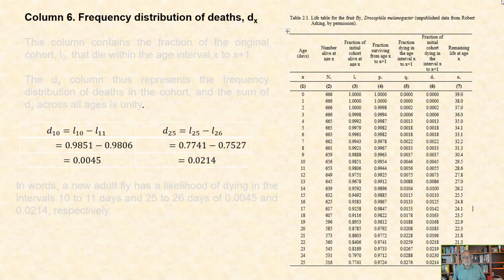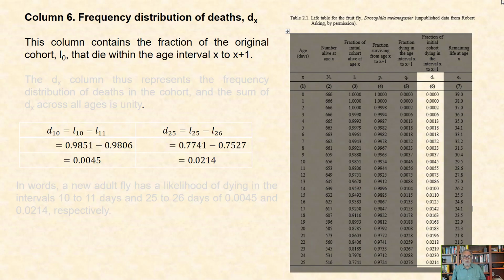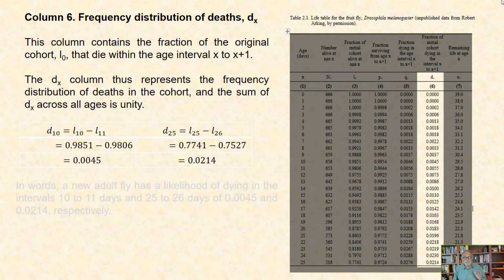Column 6, frequency distribution of deaths, DX. This column contains the fraction of the original cohort, L0, that die within the age interval X to X plus 1. The DX column thus represents the frequency distribution of deaths in the cohort, and the sum of DX across all ages is unity, or 1.0. The fractions of the newborn cohort that die in the intervals 10 to 11 days and 25 to 26 days are denoted D10 and D25 respectively. The LX values substituted into the DX formula yield the values shown here.